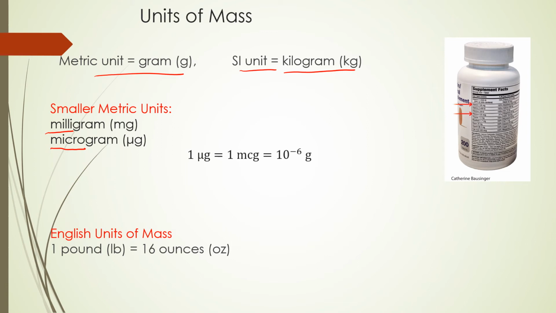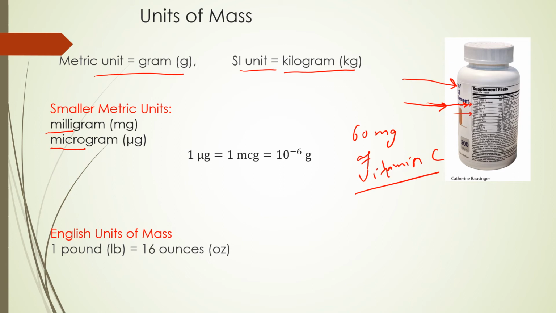For example, when you read a nutritional label such as the one shown in this picture, I'm not sure if you can read it, but it says vitamin C 60 milligrams. In other words, for every one dose of this product, I believe it's a multivitamin, the person will get 60 milligrams of vitamin C. All nutritional labels or any other medicines and foods use metric units to express the quantities of matter.